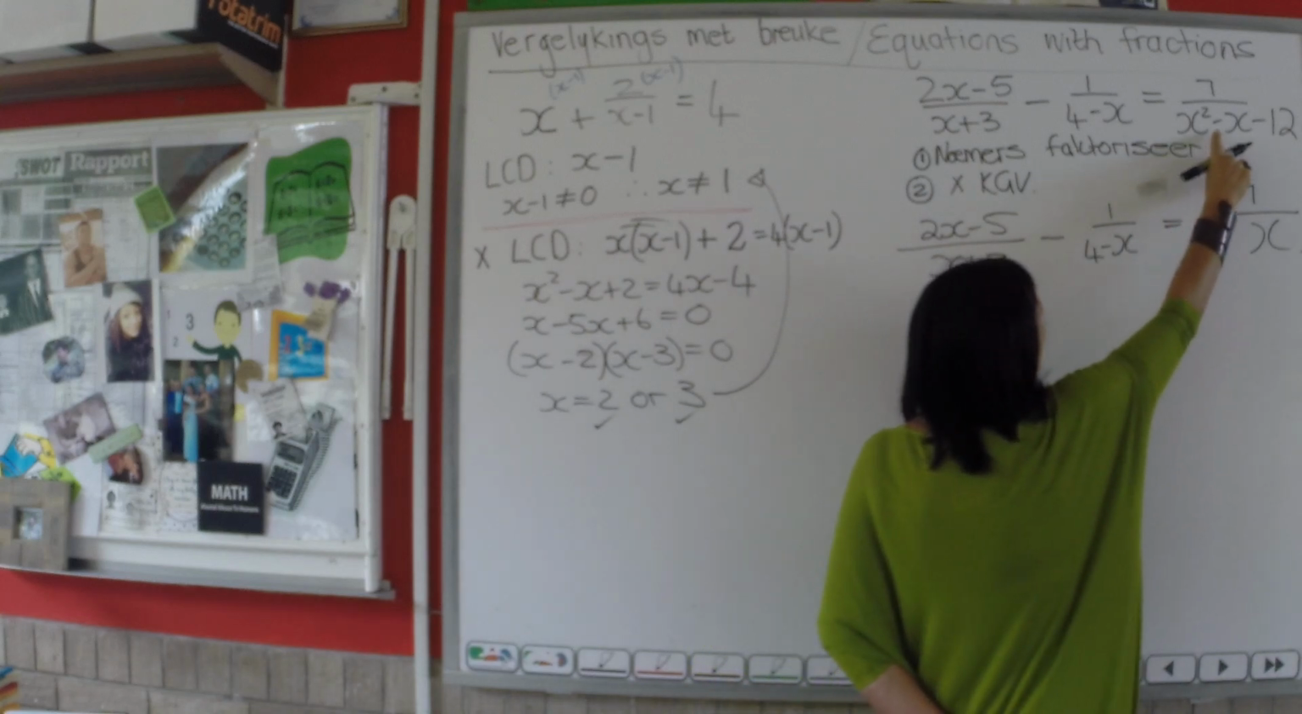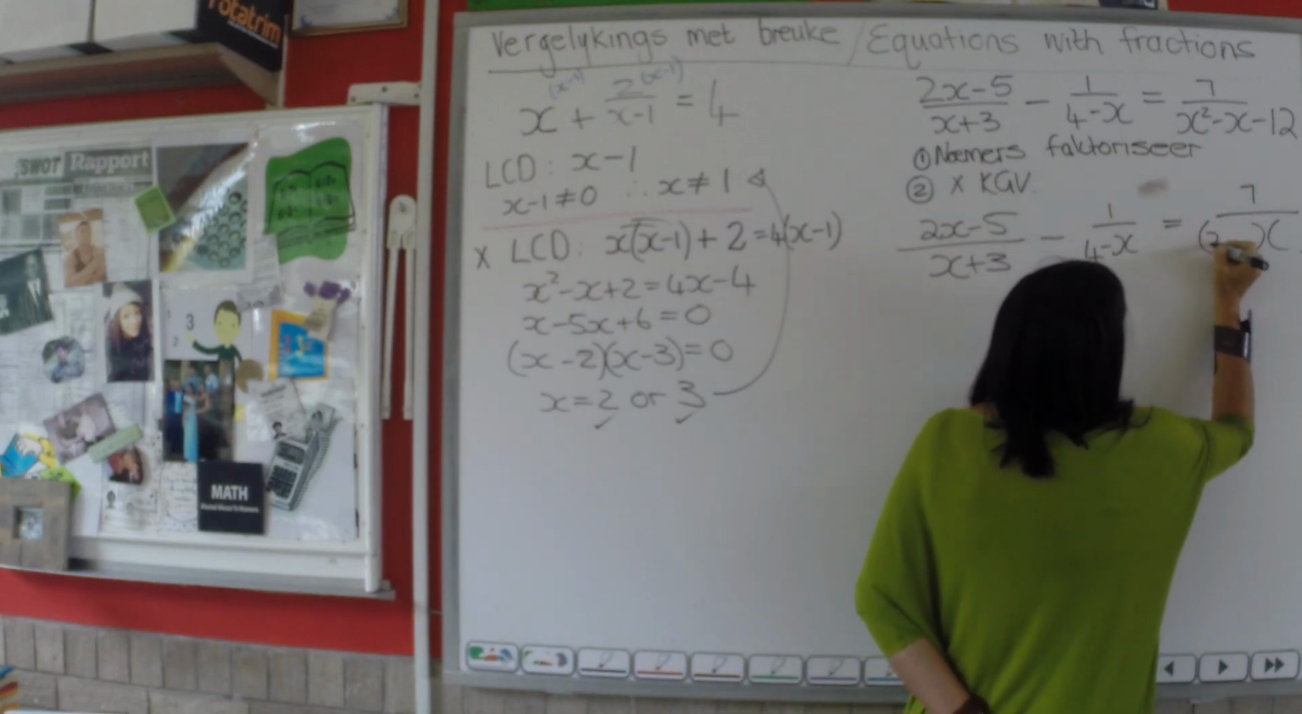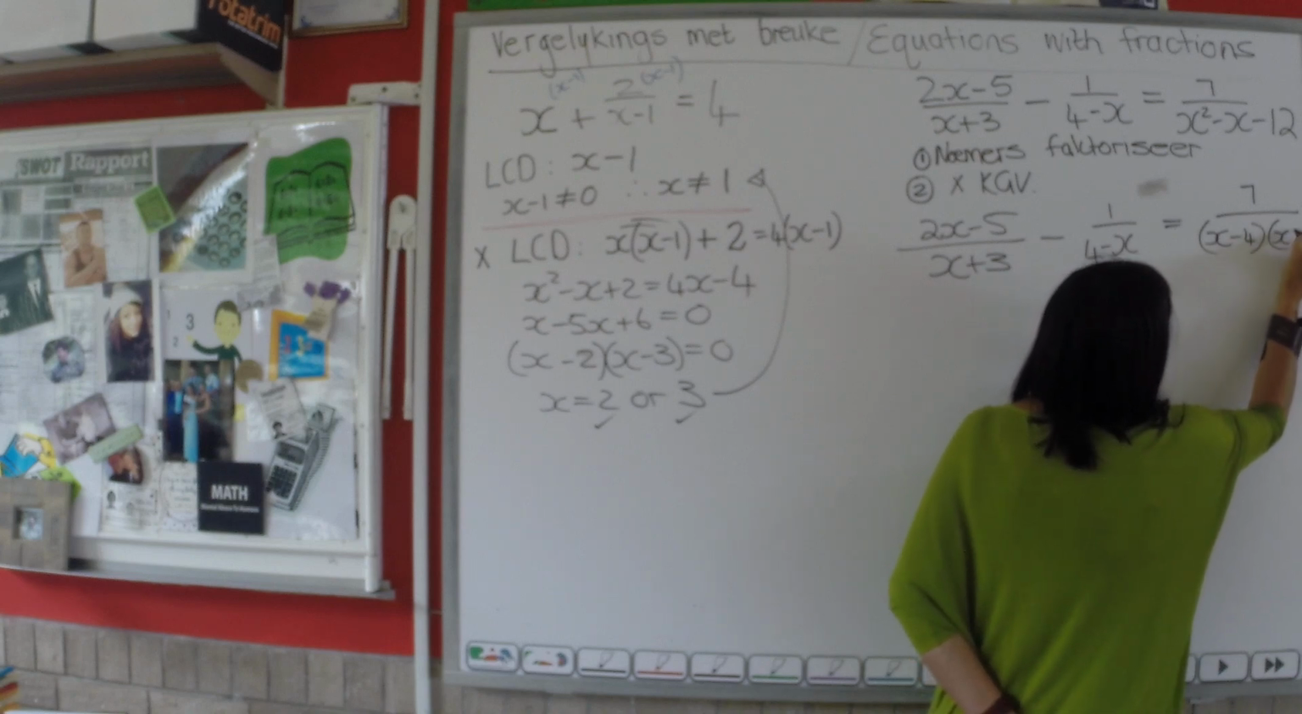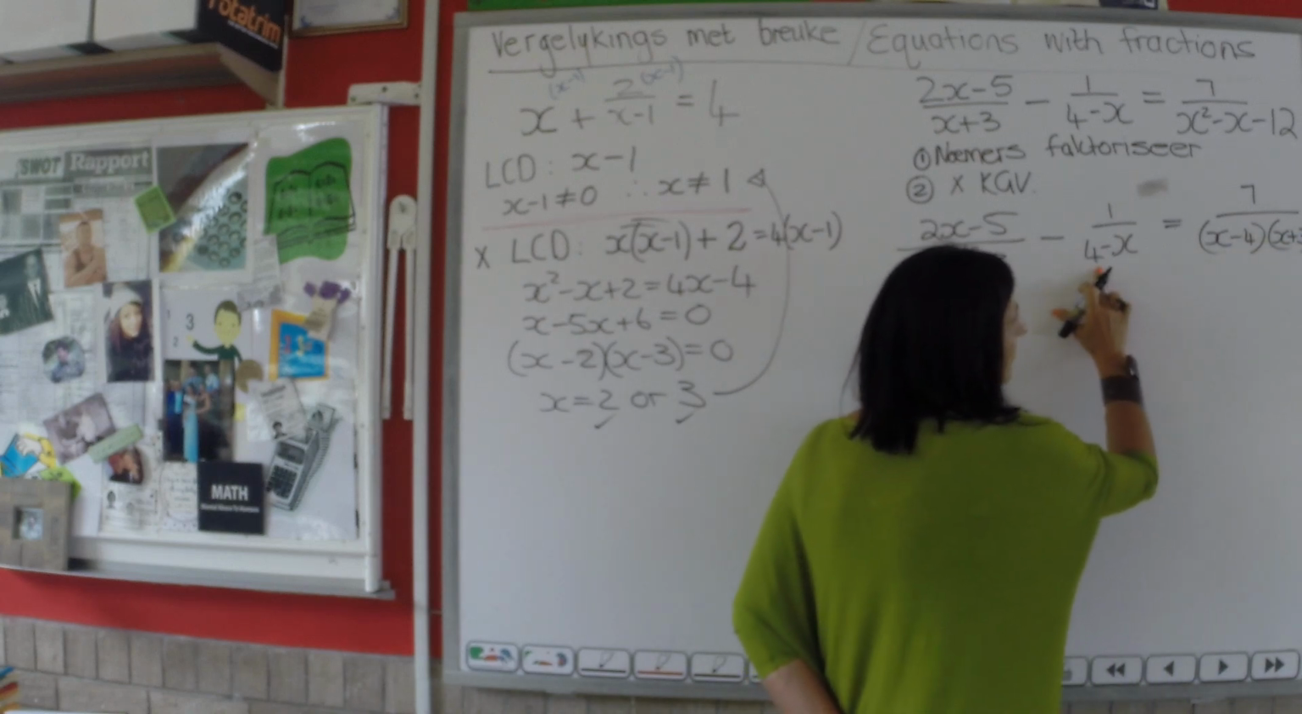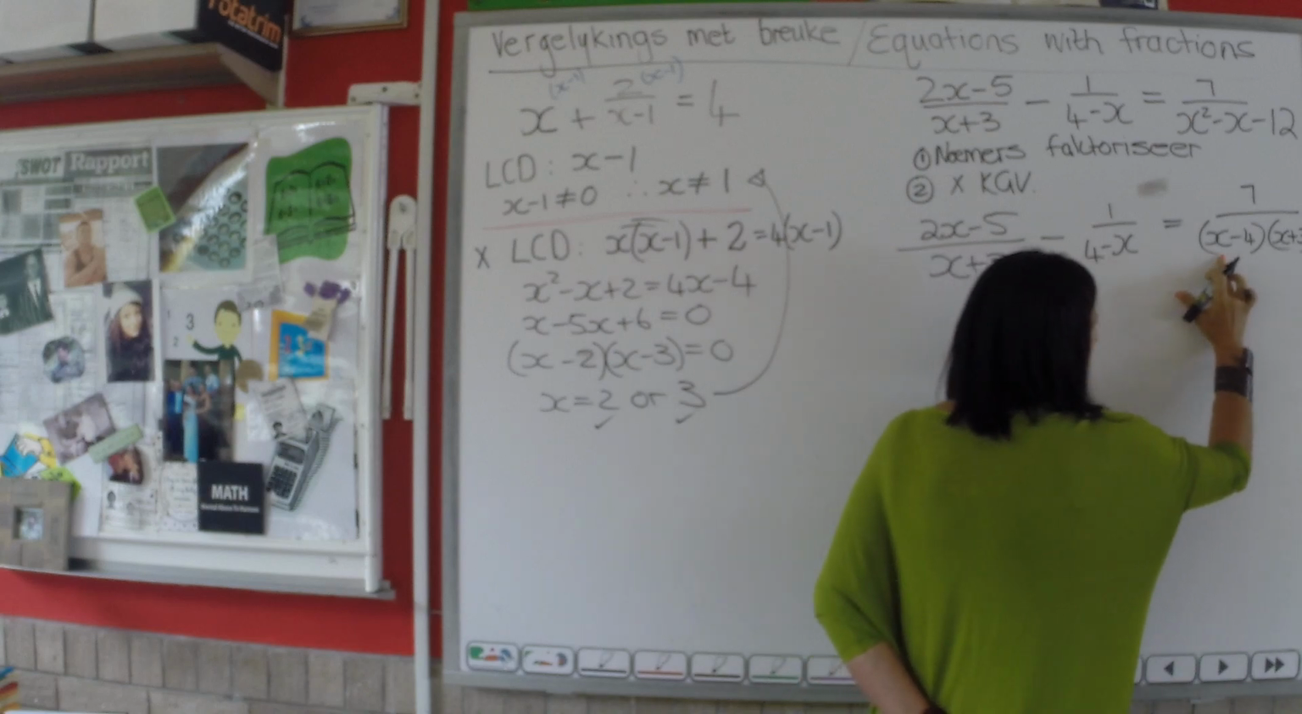If I add it up, it's going to give me minus 1. It's going to be x minus 4, x plus 3. So what I can see here now is that that is just the opposite.